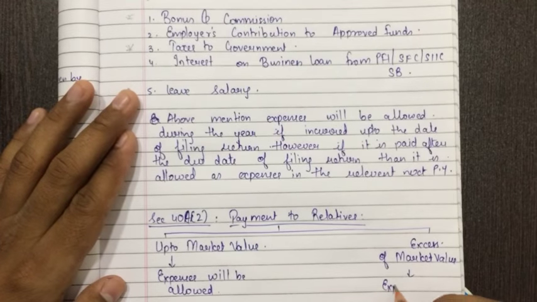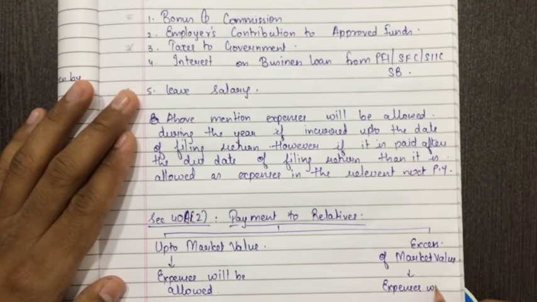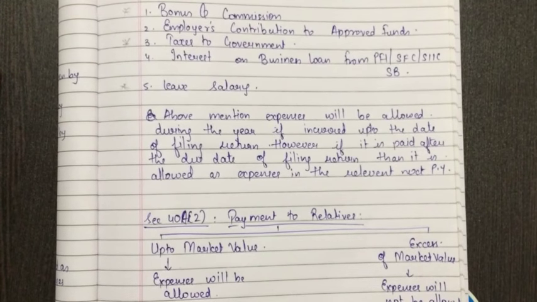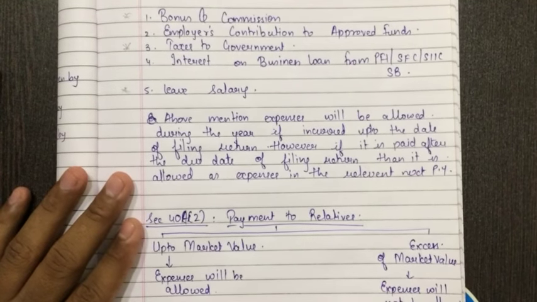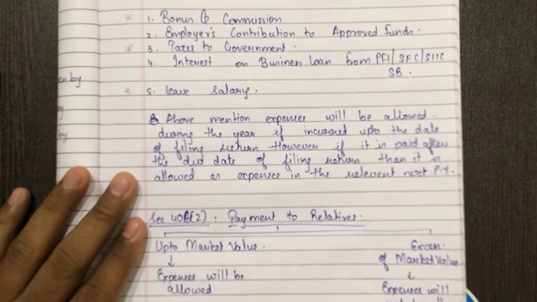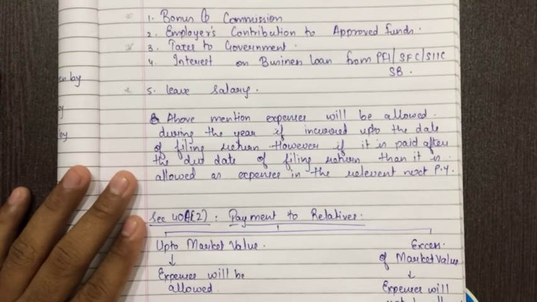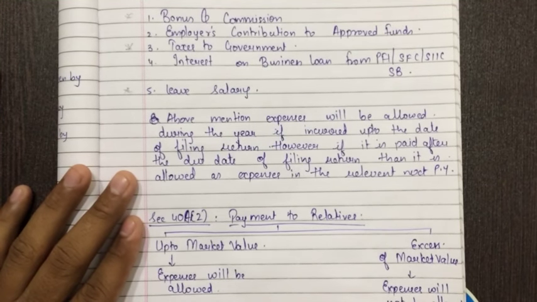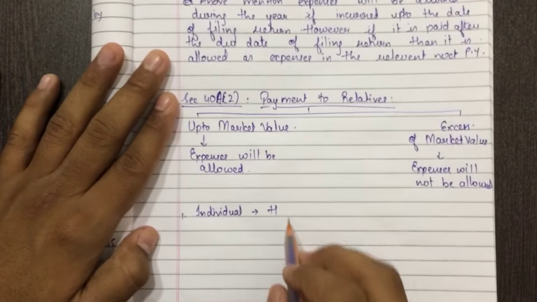The expenses will not be allowed. So let's take which SSCs, which relatives will not be allowed. First, for an individual, if the business is carried by an individual, then the individual can be he or she.